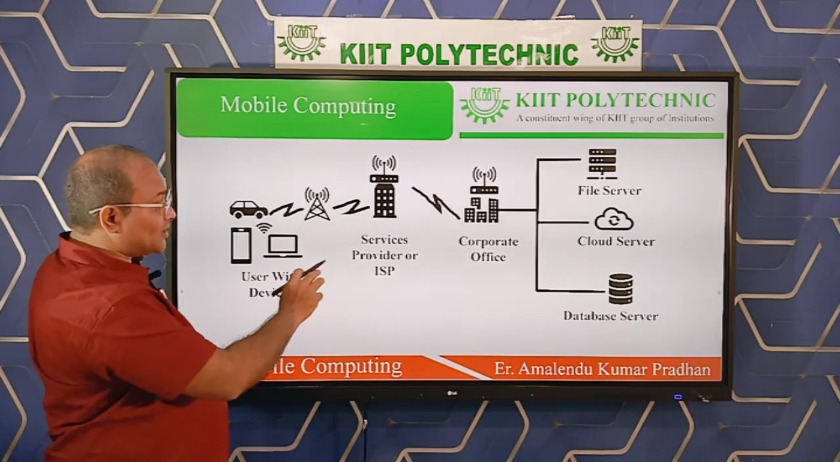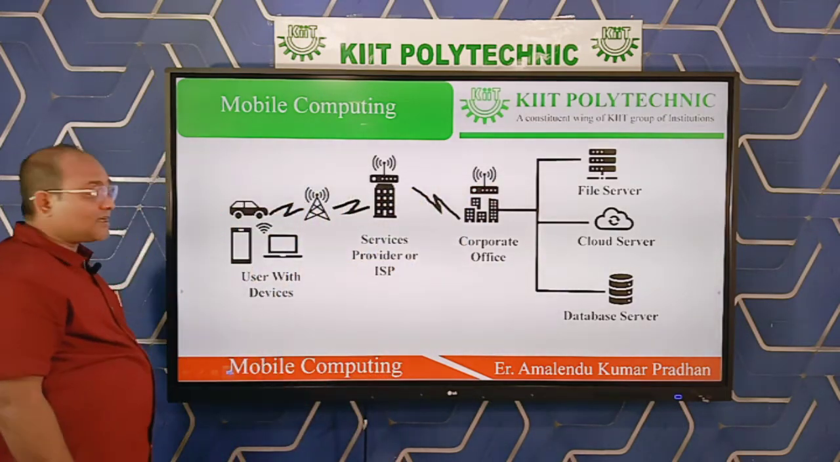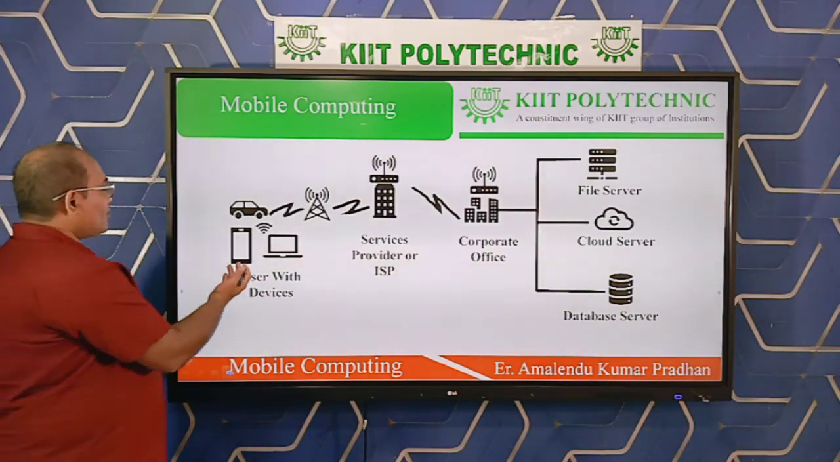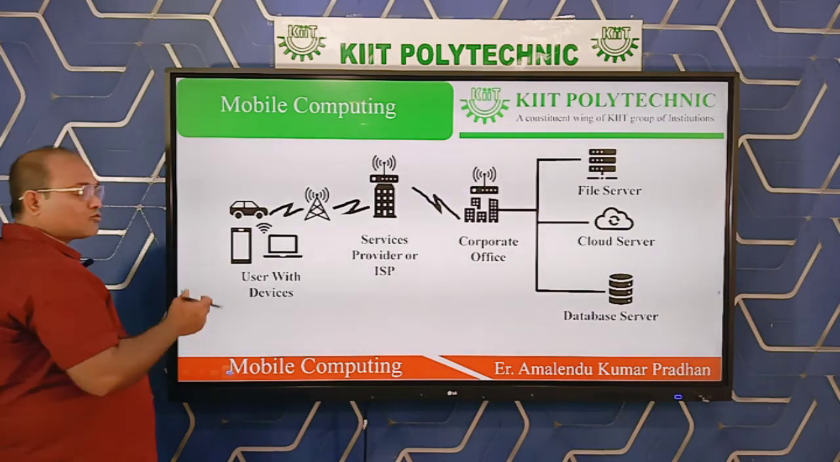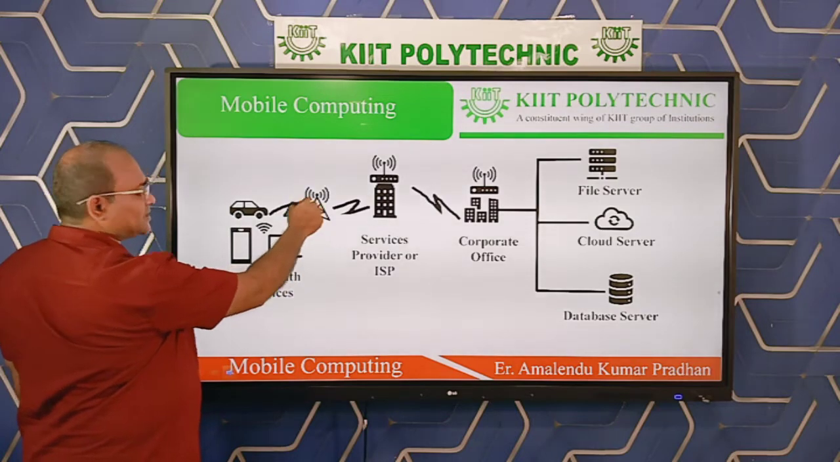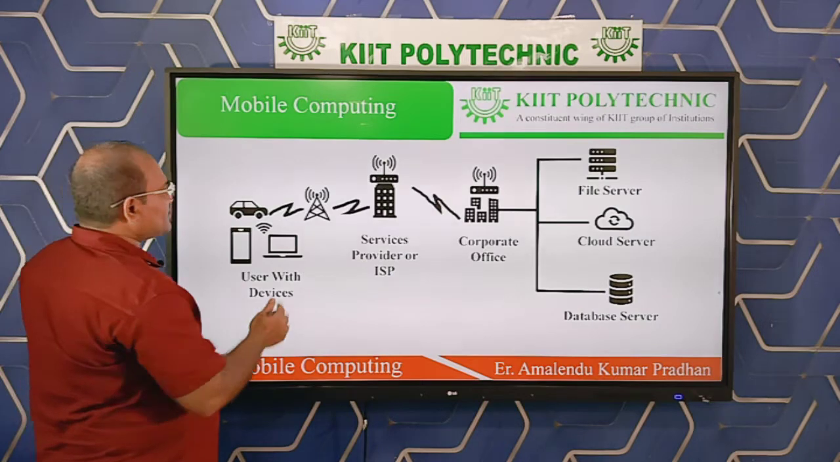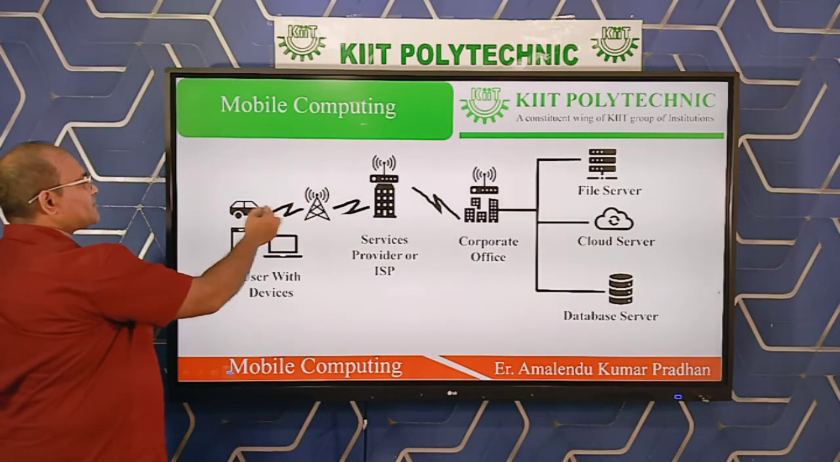You have all rights to access these data, I mean the servers. So how can you access them? Because you are moving, you have maybe an iPad, a laptop, or a mobile device, a cell phone. Through that you can access. You say this is a tower. Wherever you go, you will find a tower with some antennas fitted there. So you are getting signal from that tower.